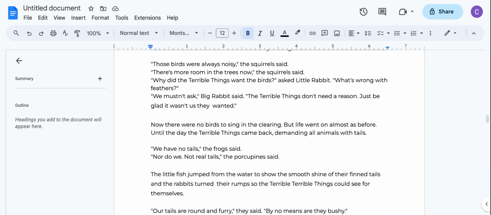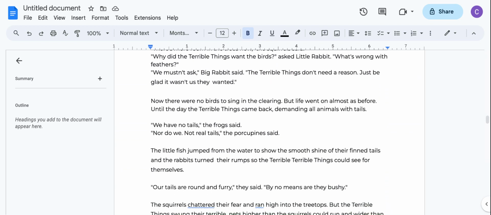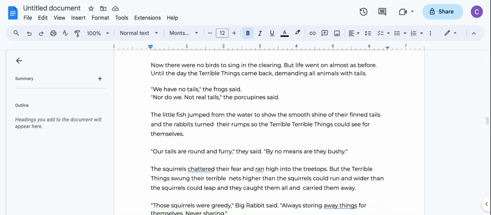Why did the terrible things want the birds? asked Little Rabbit. What's wrong with feathers? We mustn't ask, Big Rabbit said. The terrible things don't need a reason. Just be glad it wasn't us they wanted.